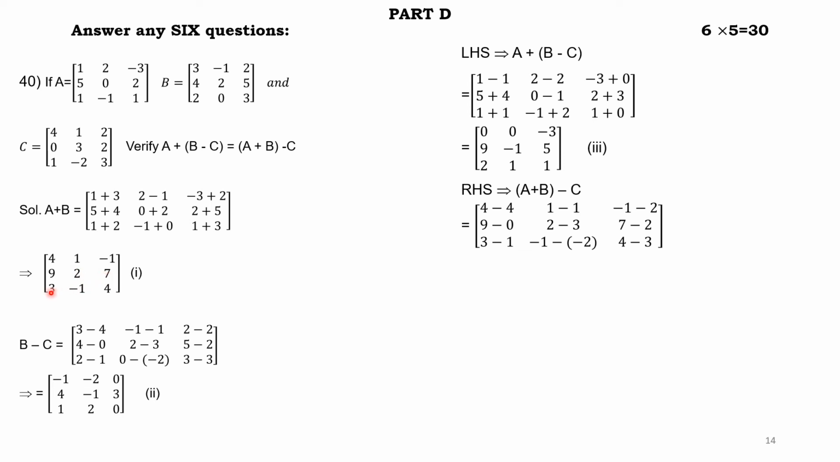And next, the last row is 3 minus 1, minus 1 minus of 2 is plus 2. That is minus 1 minus of minus 2, 4 minus 3. These are all simple additions, and simplifying, we get the right hand side as 0, 0, 3, 9 minus 1, 5, 2, 1, 1. Let it be equation 1. If you compare equation 3 and 4, we get left hand side is equal to right hand side.